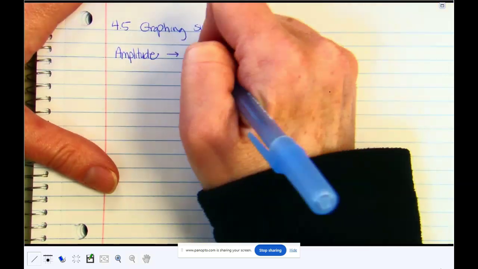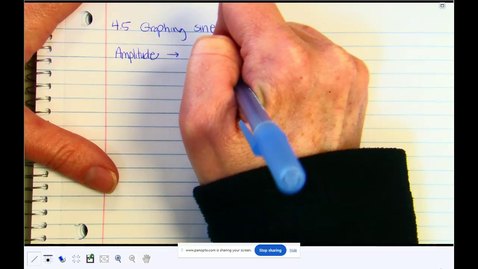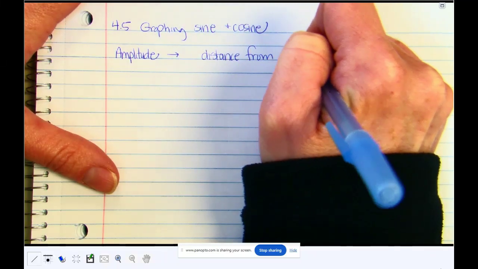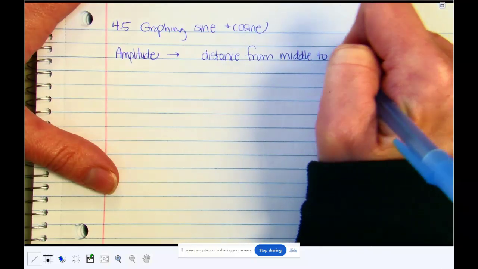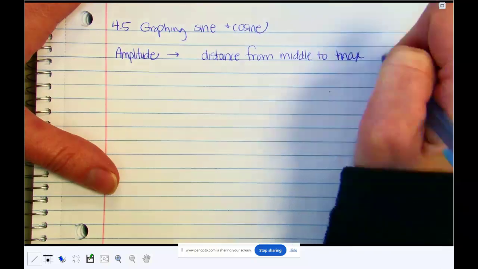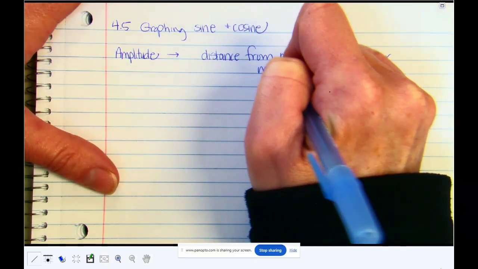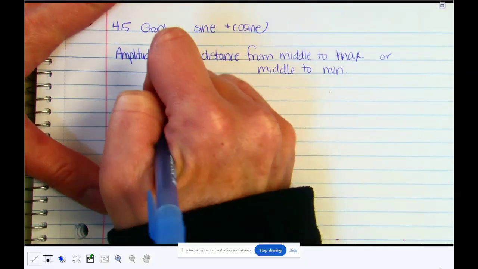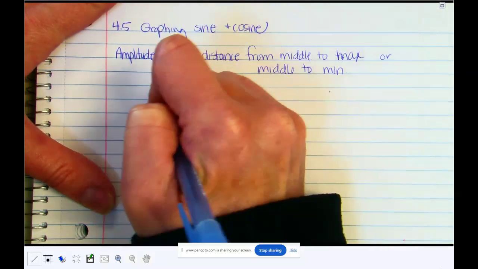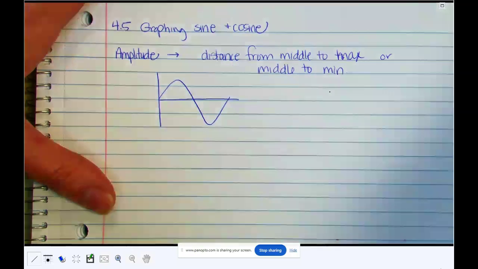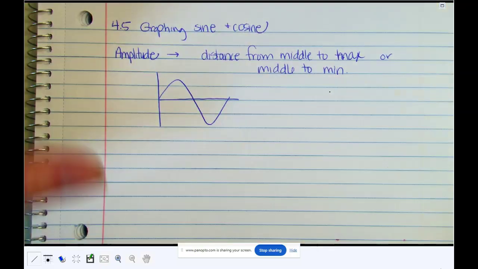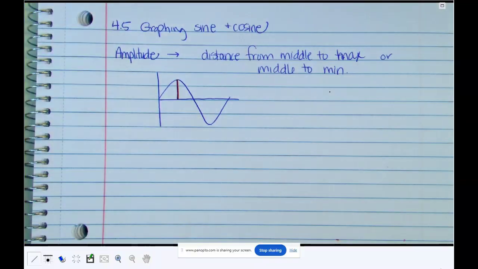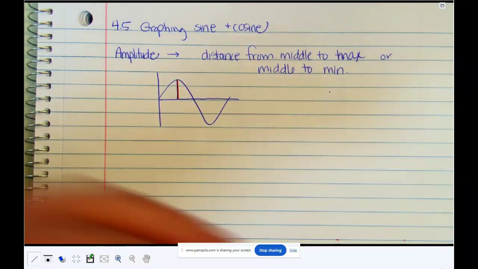Amplitude, though, is the distance from the middle to the top, to the maximum, we'll say the maximum, or the middle to the minimum. I'll draw you a picture in case you don't like my words. I just didn't want to put it on my sine graph. Okay, so this is the amplitude. It's the distance from the center line.